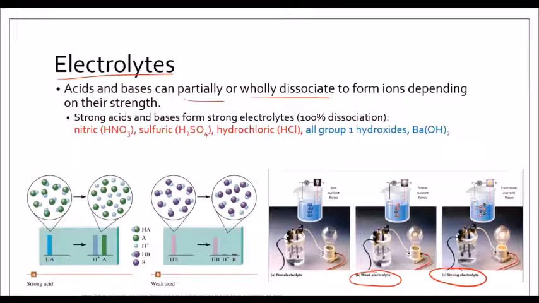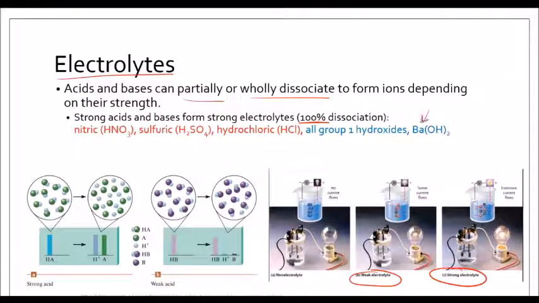So strong acids and bases form strong electrolytes. You have 100% dissociation. Some strong acids are nitric, sulfuric, and hydrochloric. There are a couple others: perchloric, chloric, hydroiodic and hydrobromic. So there are 7 strong acids, and we make the students in AP have to know those because that's the best way to tell between a strong acid and a weak acid.